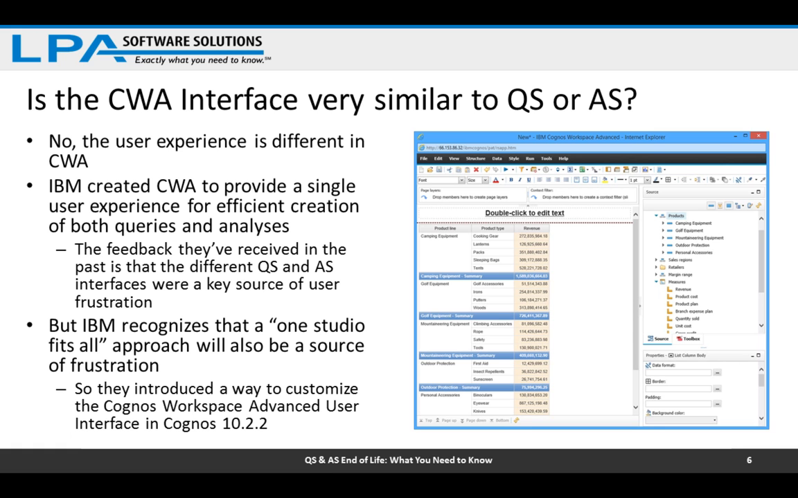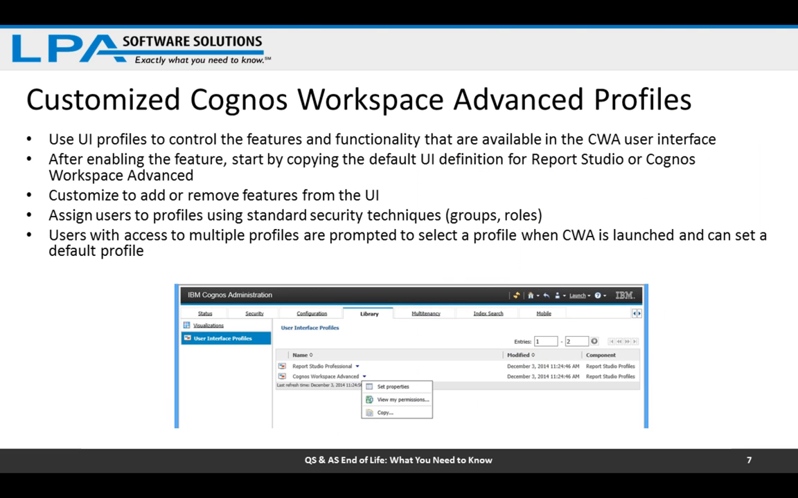But IBM also realizes that a one studio fits all approach is going to be a source of frustration. So with the 10.2.2 release, they introduced a way for you to create a custom reporting interface. When you launch Cognos Workspace Advanced, you can assign one or more interfaces to your user communities that are either simpler than the standard interface or more feature-rich than the standard interface of Cognos Workspace Advanced, with certain defaults turned on or off. And that's this notion of a custom Cognos Workspace Advanced profile.